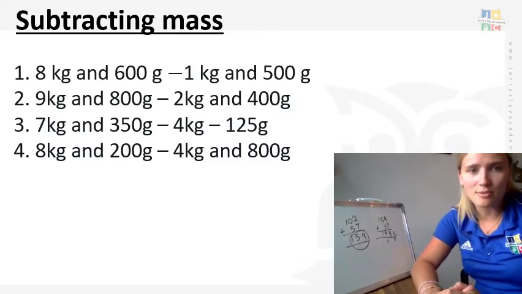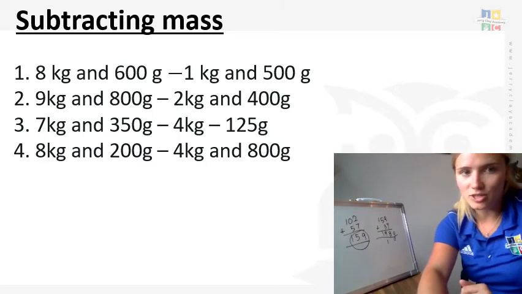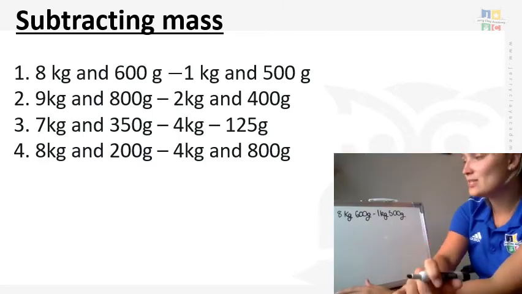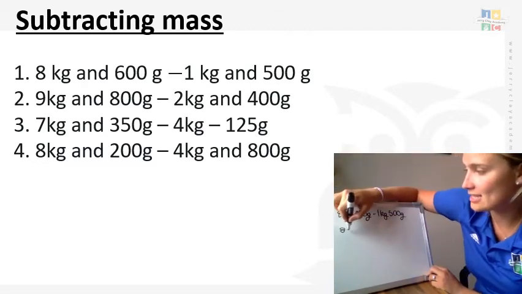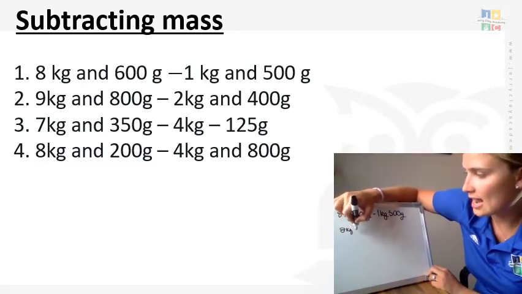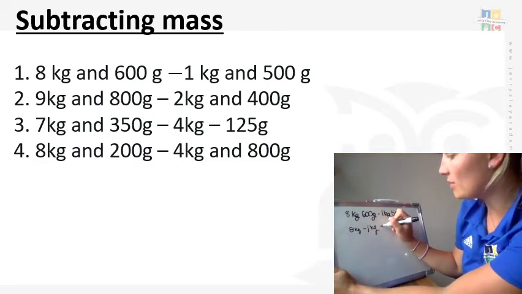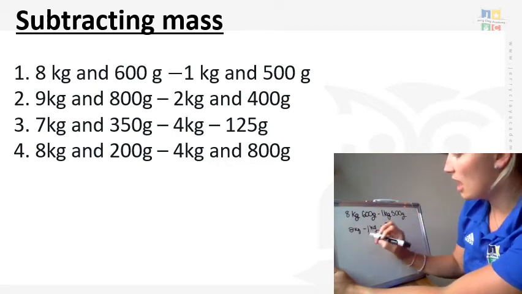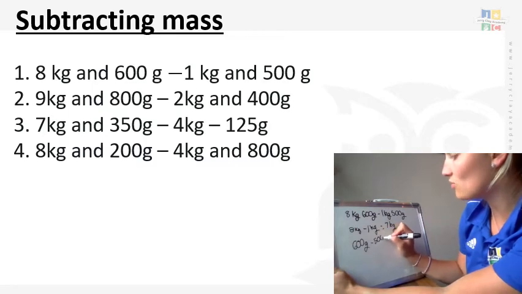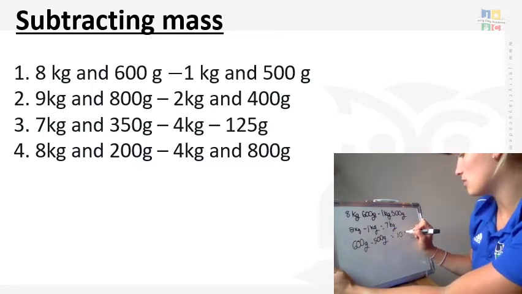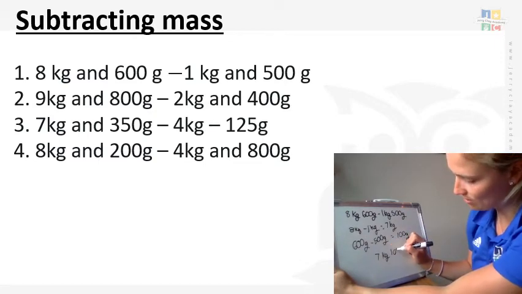Okay, so this time we're subtracting. So we're going to have a look at the different methods that we could use for this one. Okay, so for this one, we could still do the similar method we've used before. So I could do 8 kilograms and I could take away 1 kilogram. So I'm doing my kilograms first, which I know is going to be 7 kilograms. I could then do my grams, 600 grams, take away 500 grams, which I know is going to be 100 grams. So my answer is going to be 7 kilograms, 100 grams.